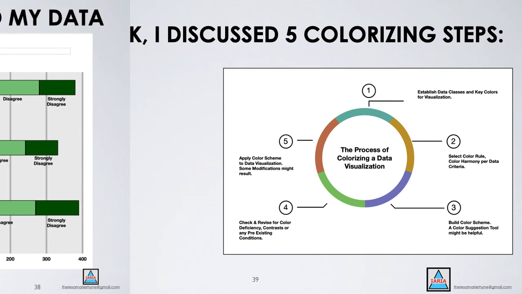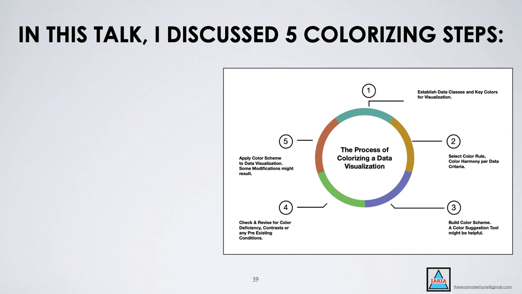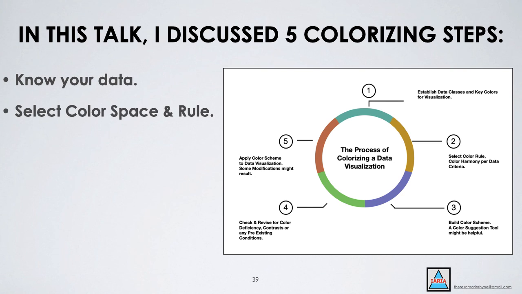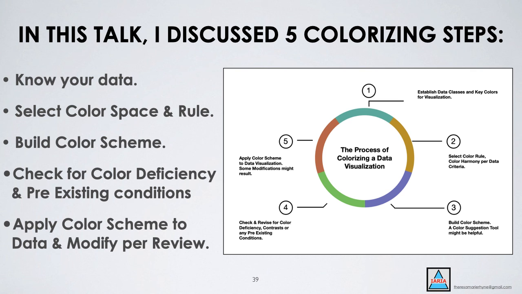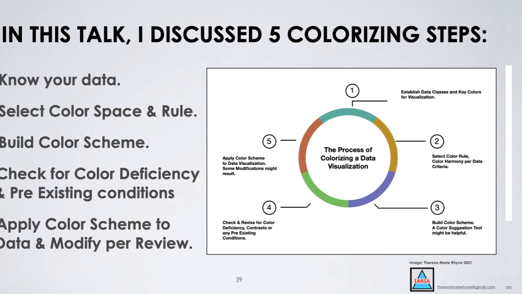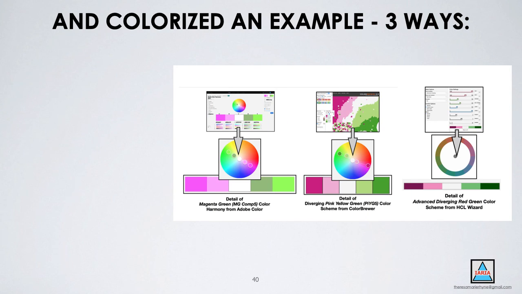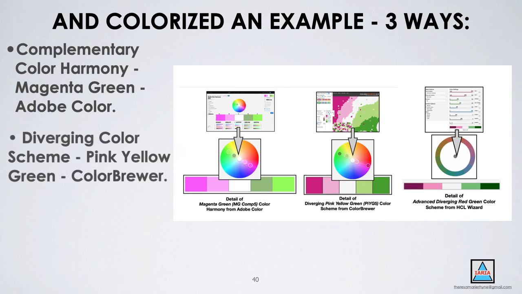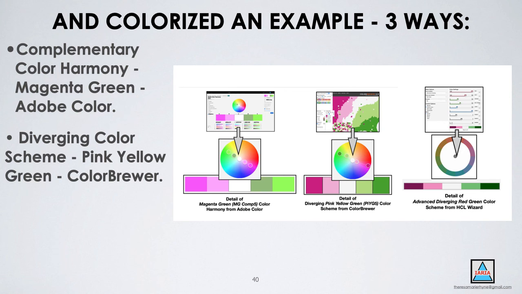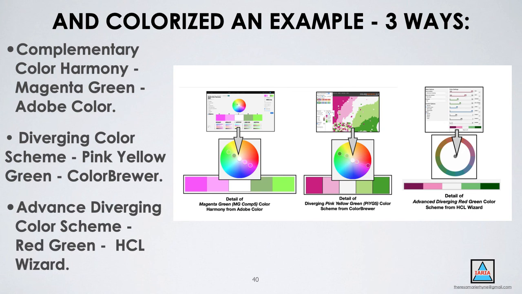And I've showed you how to do it 3 different ways. So I talked about 5 colorizing steps: know your data, select your color space, build your color scheme, check for color deficiency, apply your color scheme. And then I did it 3 ways. I did a complementary color harmony. I did a diverging color scheme like in Color Brewer. And I did an HCL, hue chroma luminance combination. And you can see we get similar results across the board.